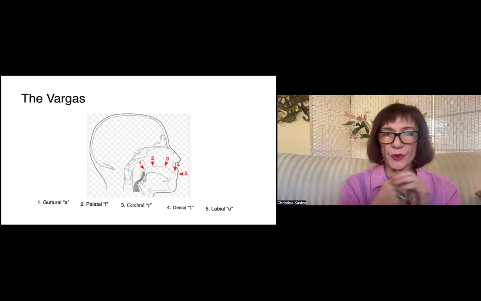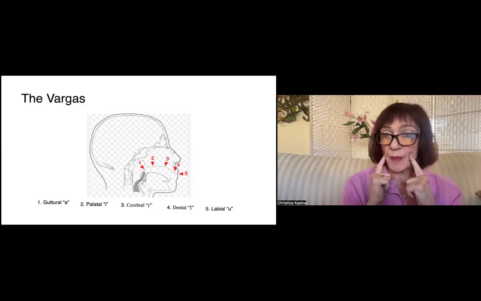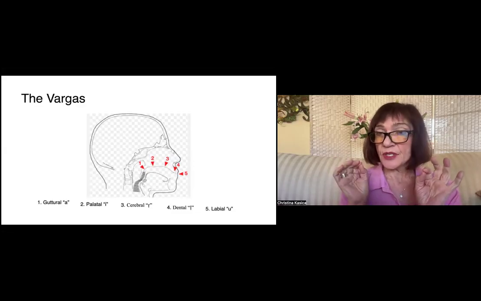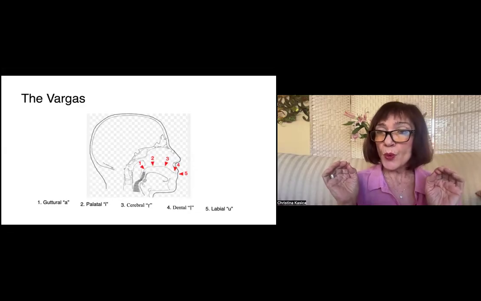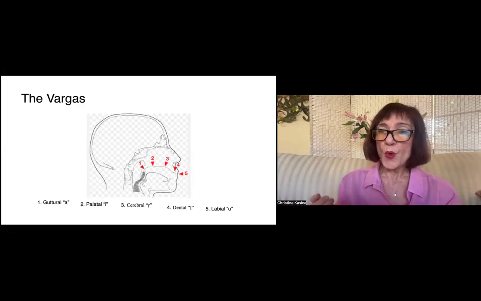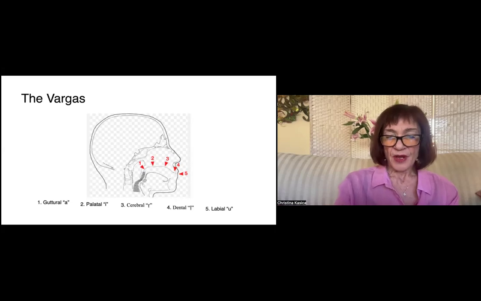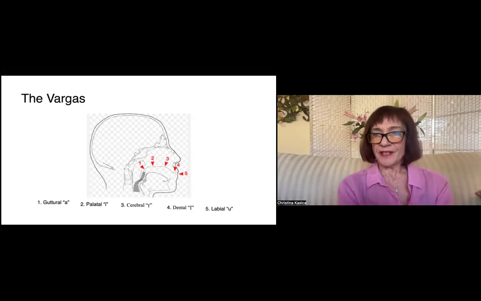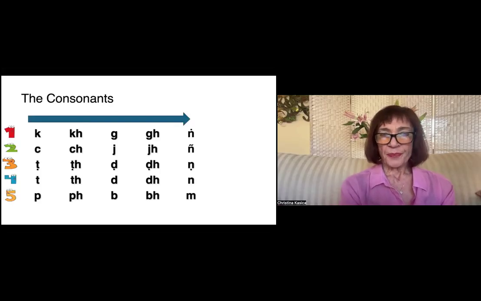And the last one is labial. So that is where you make a kissing motion with your mouth. You put your lips together and say ooh, ooh, ooh. Great. All right, so that's a quick review of the vargas.